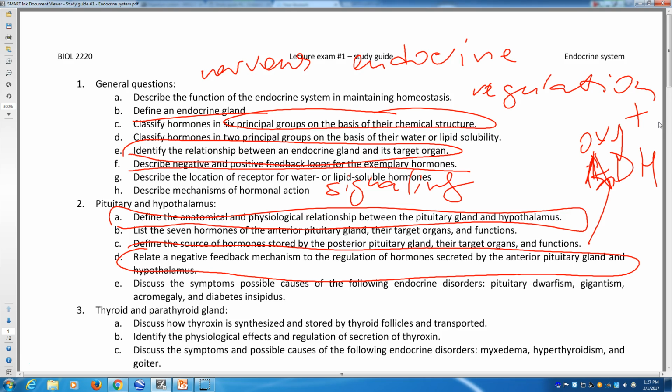IGFs, do they stimulate any hormones? GHIH, right? Inhibiting hormone from hypothalamus. Does that make sense? So if you can draw this little negative feedback loop, good. If you can't, bad. So you should be able to. That's pretty much it for exclusively pituitary hormones. No axis involved.